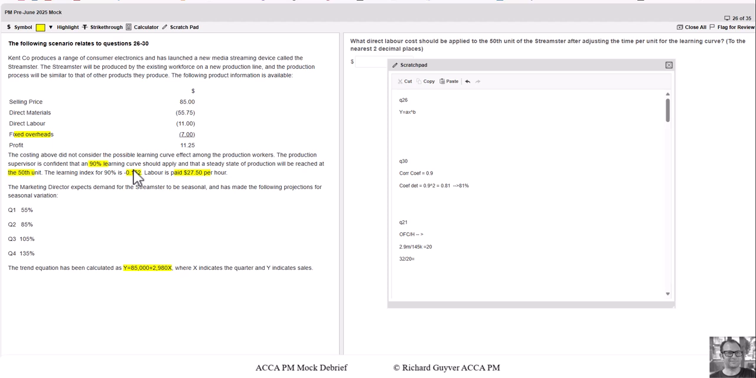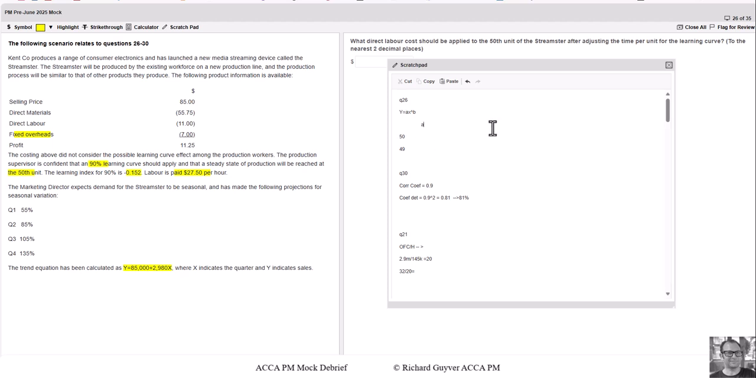We need to do a calculation for 50 units, and then we need to do one fewer. So if the steady state occurs at the 50th unit, we work out the total time taken for the first 50 units. We work out the total time taken for the first 49 units, and the difference must be the time taken for the 50th unit. That gives us time, and then we need to multiply by the hourly rate to find out how much it costs. So we're going to use y equals ax to the b.